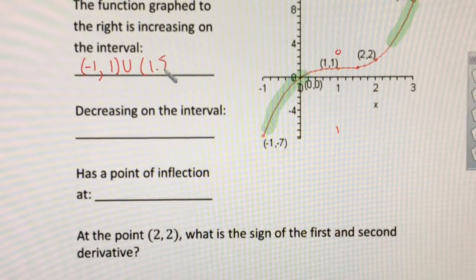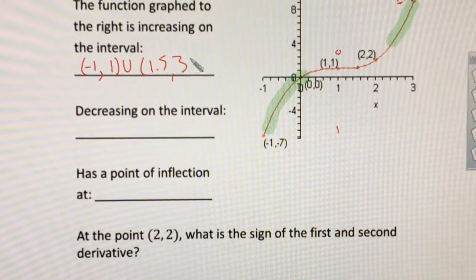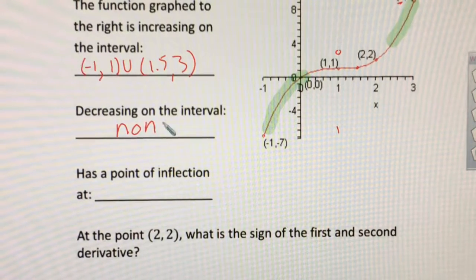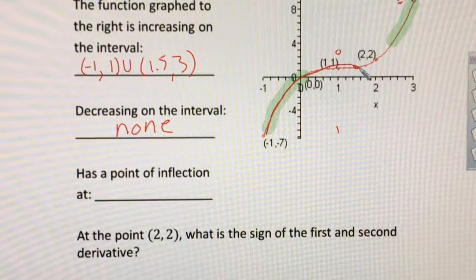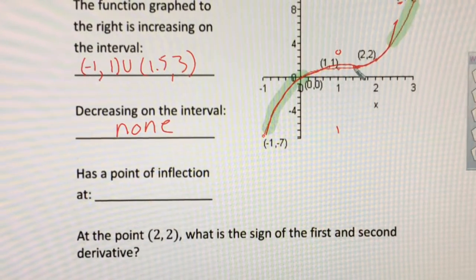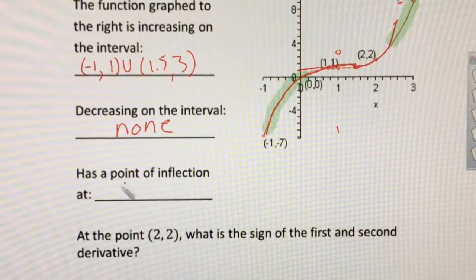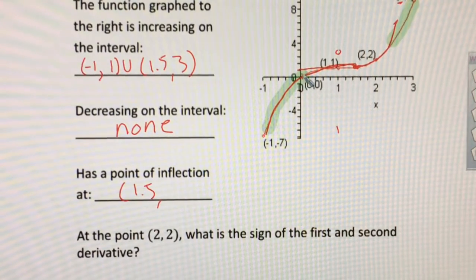1.5. All the way up to 9. I'm sorry, 3. X value. Decreasing? None. Point of inflection. Looks like it goes from concave down to concave up at that spot. At that spot there. So that's going to be 1.5, comma, 1, 2, 3.